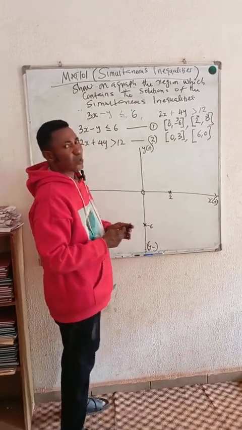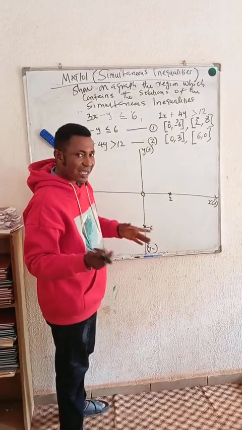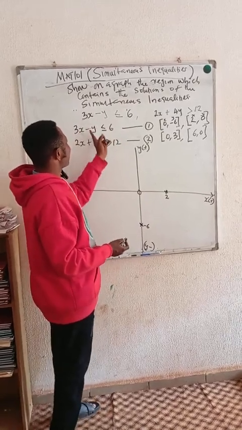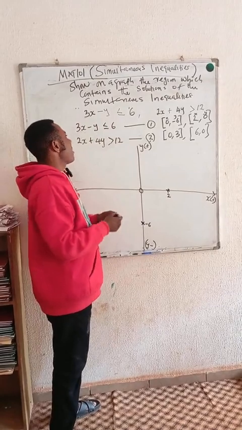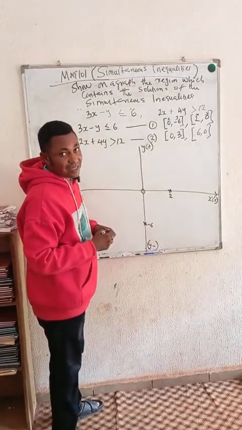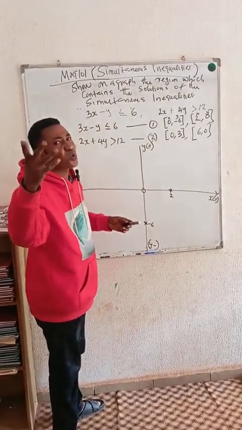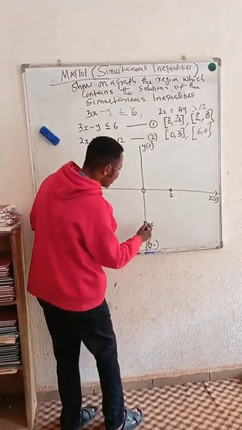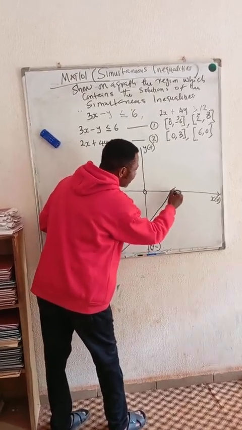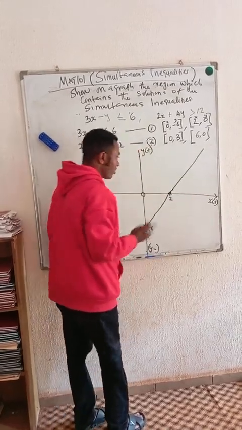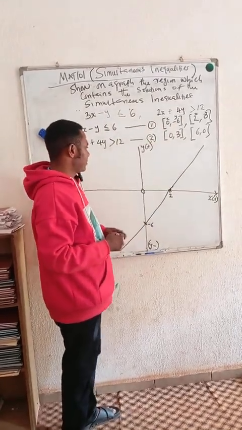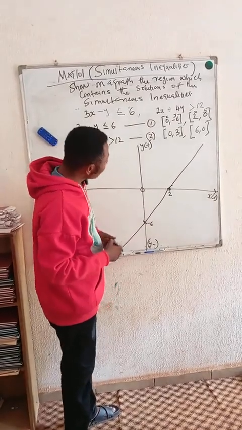Okay, so we're going to join these two points now. But are we going to use a solid line to join it, or a dotted or dashed line? Look at it. Because they say 3x minus y less than or equal to 6, because of this equal to sign, we're going to use a solid line. Since I'm not drawing to scale and I don't have a ruler here, don't expect it to be straight. But if you are doing it on your own, please ensure it's straight, because I'm not using a ruler here and I'm not doing construction. So look at it.